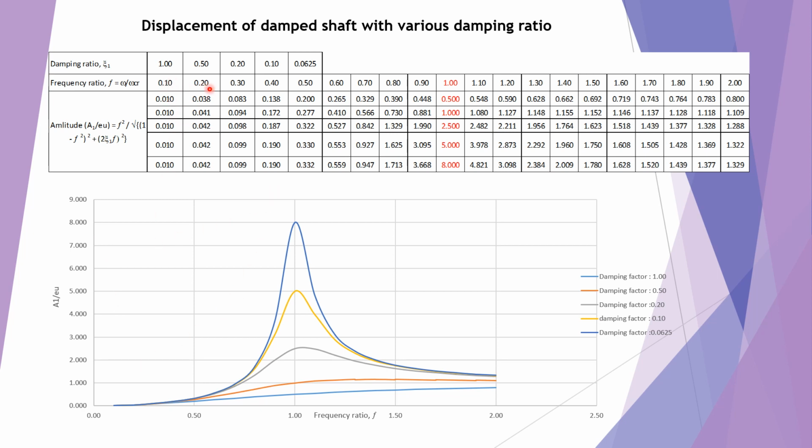Now we have drawn different values of the zeta ratio. If you see, the lower the zeta value, the highest amplitude we have at the critical speed. When the zeta value is increasing, the amplitude at the critical speed starts decreasing. So these are the values for different damping ratios: 0.0625, then 0.1, 0.2, 0.5, and 1. So various values are given for damping.